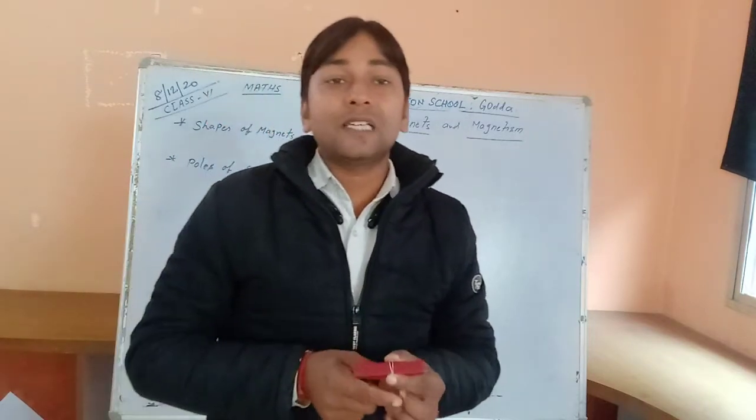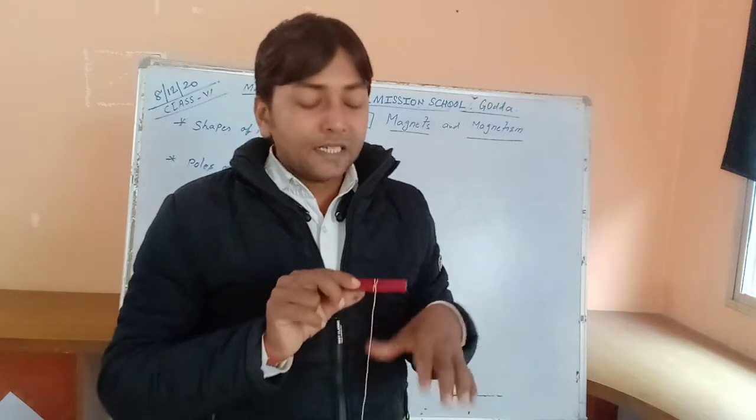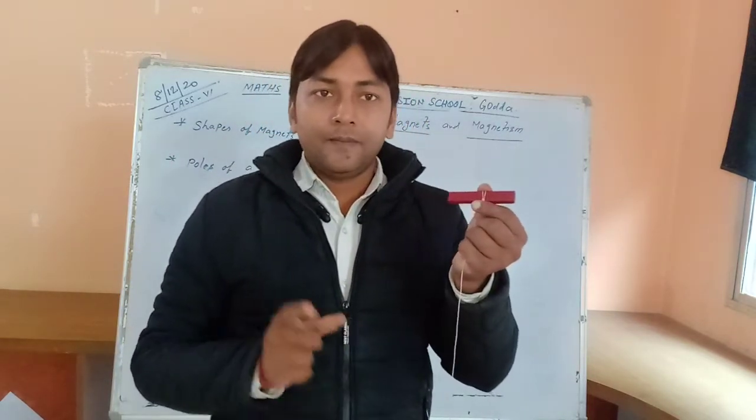So how many poles are there in a magnet? There are two poles. One is the north pole and the other is the south pole.